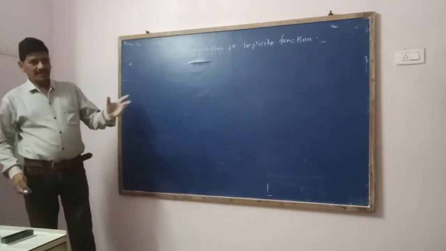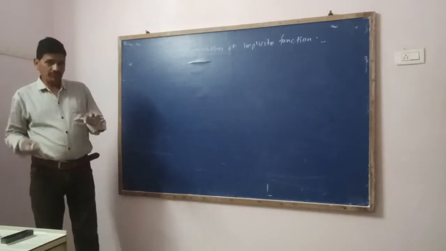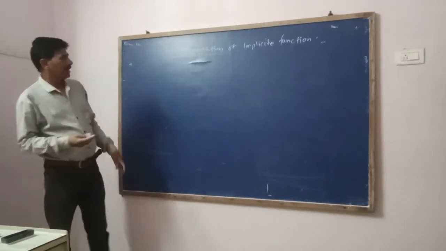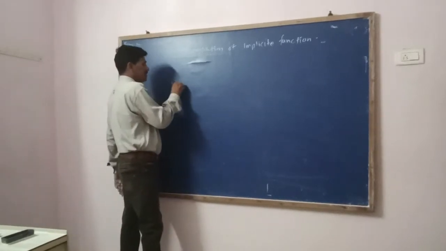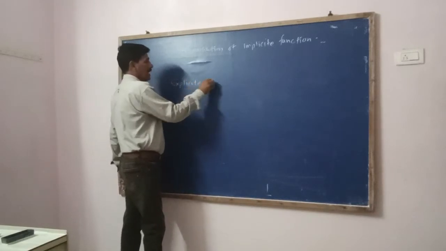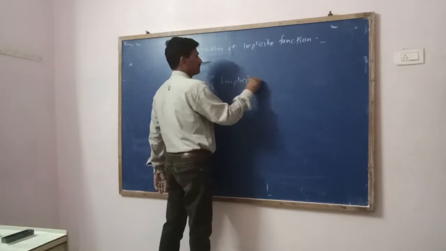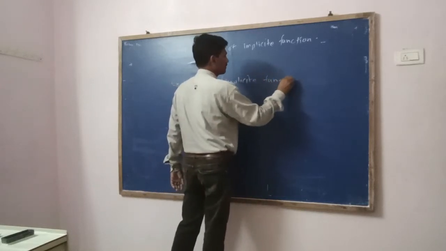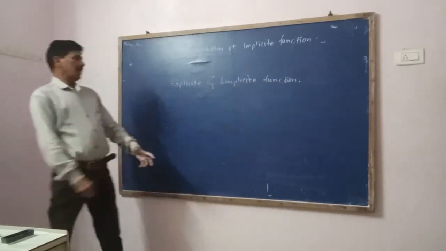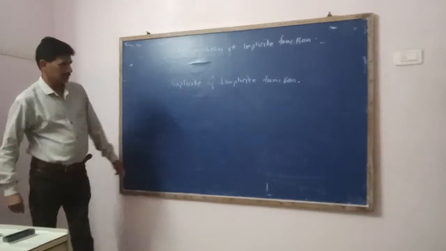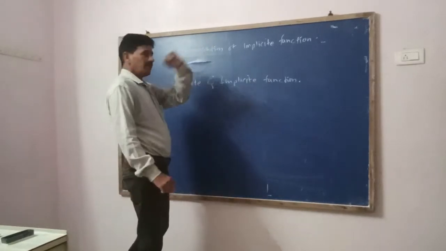Before we see that, we define explicit and implicit function. What is meant by explicit and implicit function, before differentiation of implicit function?